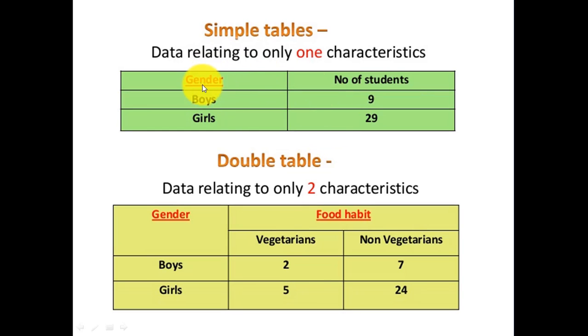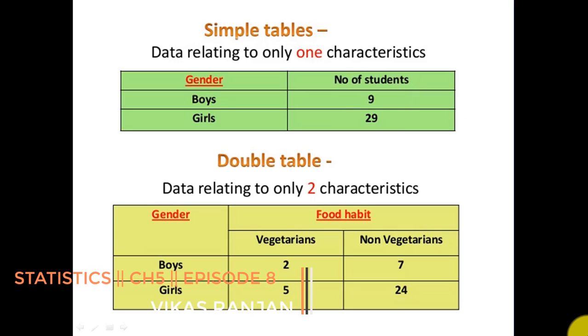Double table, data relating to only two characteristics. Boys, vegetarian, non-vegetarian, if you are talking about food habits. So gender is there and food habits. Food habits are of two types, vegetarians and non-vegetarians. So how many boys out of 9 are vegetarian and non-vegetarian? Out of 29 girls, how many are vegetarian and non-vegetarian?